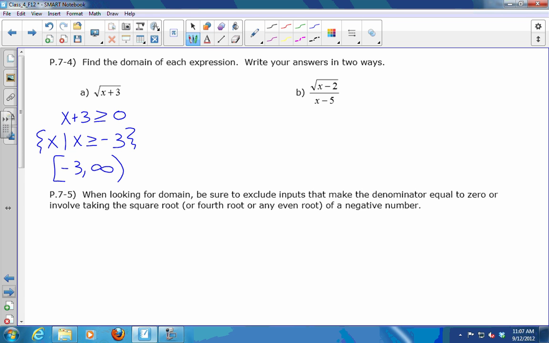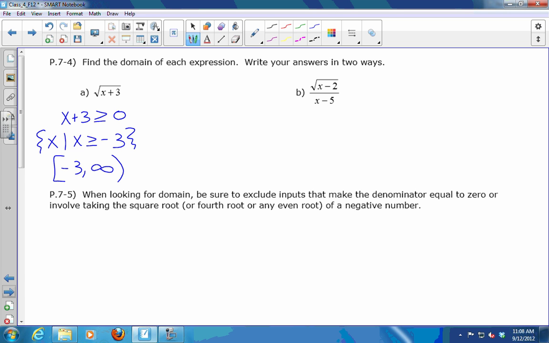And you can always check, right? Pick a number smaller than negative 3, like negative 4. If I plug that in, I end up with a negative 1 under the radical, so it seems to be right. I can't plug in things smaller than negative 3. You can take the square root of 0, because negative 3 plus 3 is 0, and the square root of 0 is 0. That's a common mistake, because we just spent so much time not letting something be 0, which was the denominator, so it's easy to try to transfer that.